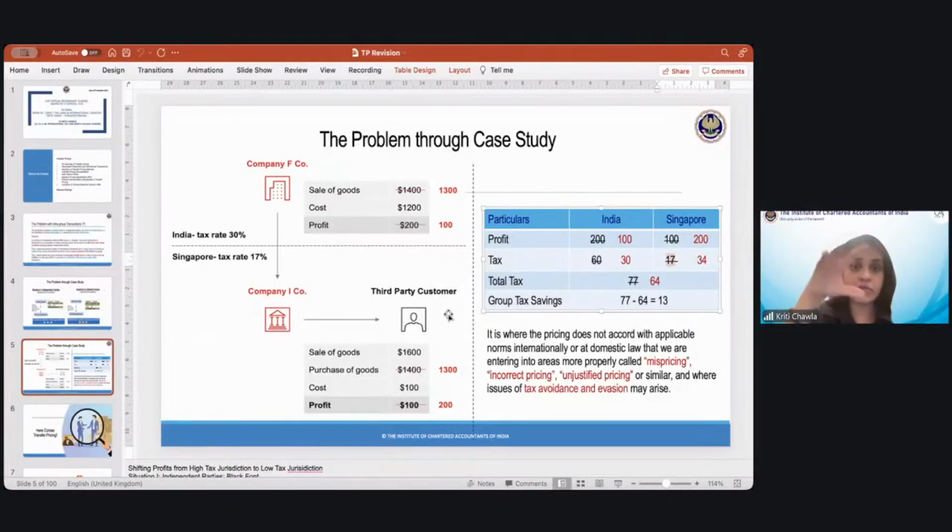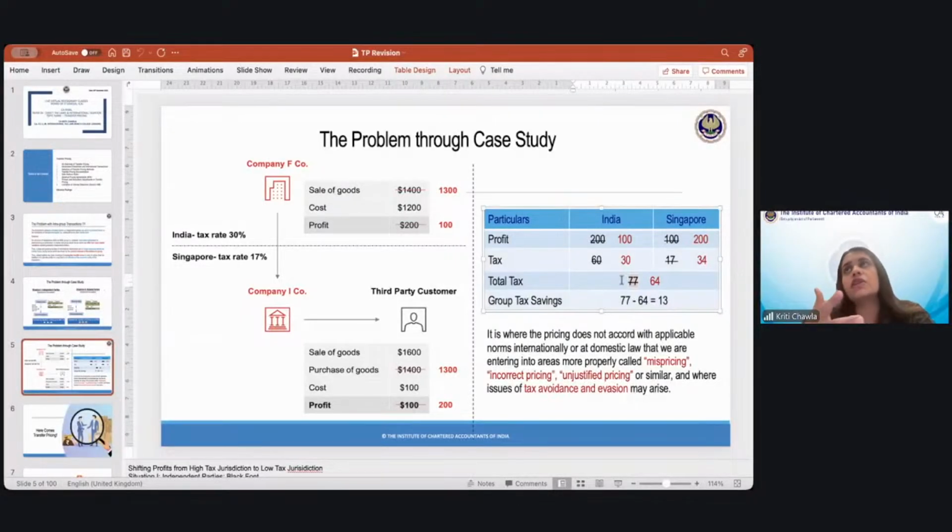Now, if you look at this entire situation from the perspective of company F and company I put together, the kind of tax that they've paid is $77. How 77? Well, $60 of tax that they've paid in India and $17 of tax that they've paid in Singapore. So it becomes $77. Now, the thing is, this is an independent party situation.